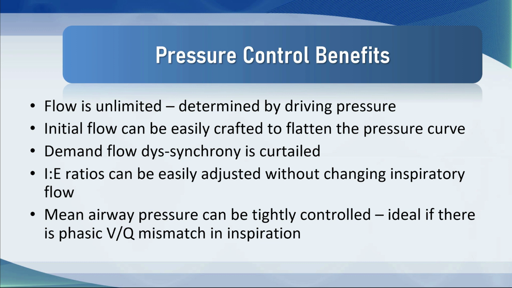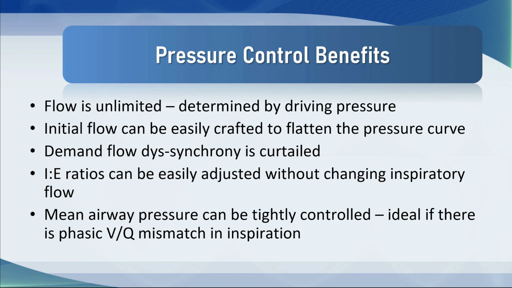On the other hand, pressure control has the advantage of flow dynamics. The flow increases or decreases to match patient demand in terms of driving pressure. Initial flow can easily be crafted to flatten the pressure curve, and as a consequence, demand flow dysynchrony is curtailed. I-to-E ratios can be easily adjusted without changing inspiratory flow. Mean airway pressure can be tightly controlled, and that is ideal if there is phasic ventilation perfusion mismatch in inspiration.